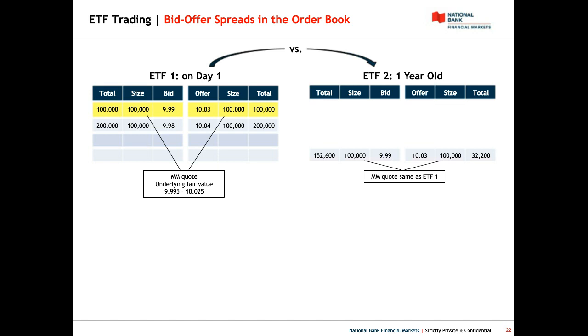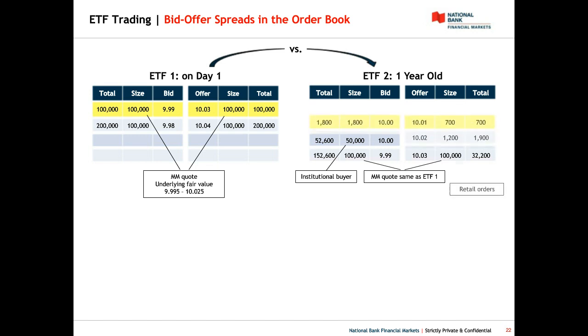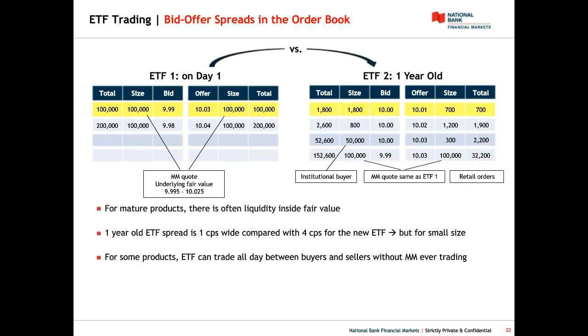The main difference with ETF 2 is that there is natural flow inside the market maker's bid-ask, which tightens the spread. You see on ETF 2, you have an institutional buyer of 50,000 shares. He's bidding $10. And you have retail bids also, and you have retail offers at 10.01 and 10.02, resulting in a penny spread for ETF 2. But the market makers are quoting the same thing, 9.99 to 10.03.